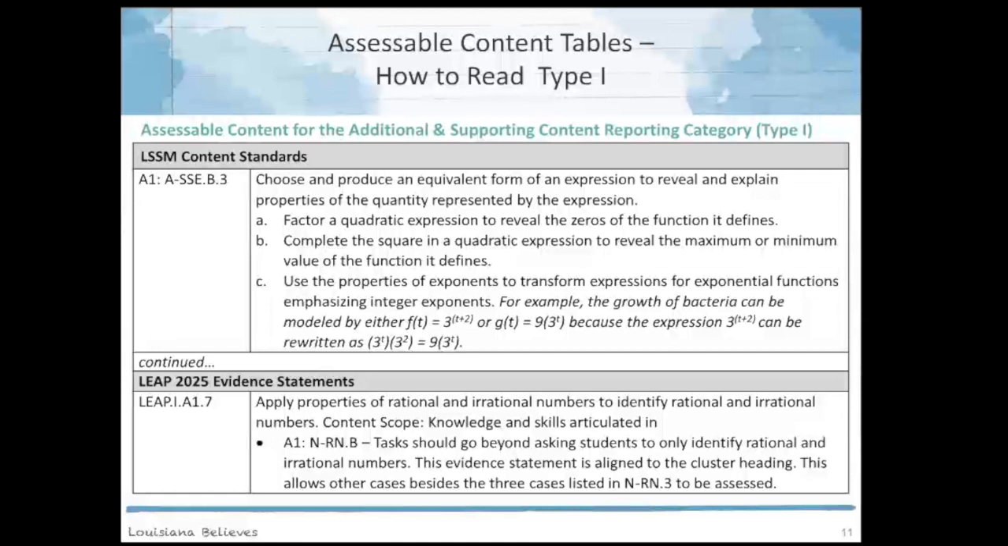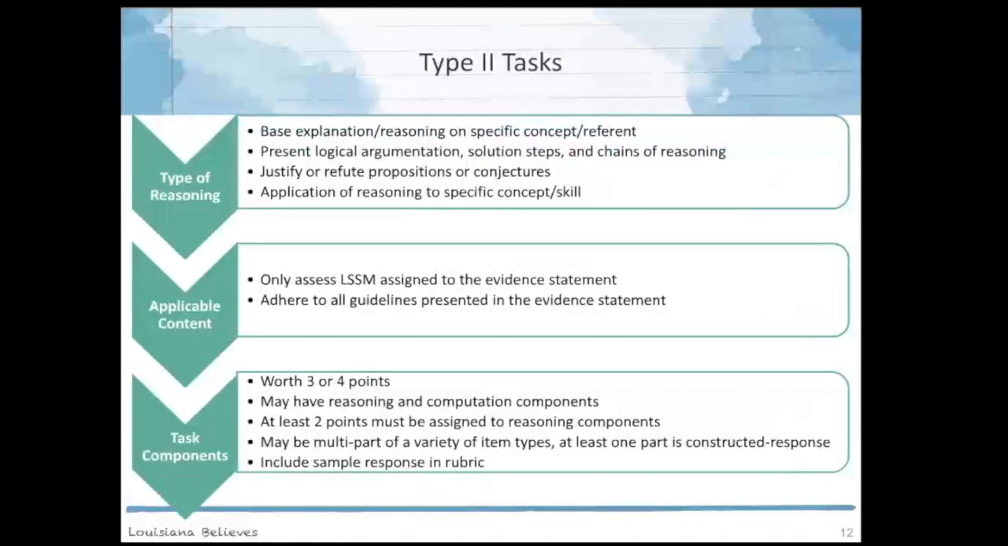And so in this case, the integration here is apply properties of rational and irrational numbers to identify rational and irrational numbers. And so it's looking at the N-RN.B cluster. And then there's some clarification here that tasks should go beyond asking students to only identify rational and irrational numbers, and so on. So it gives you some direction as to what that integration would look like.